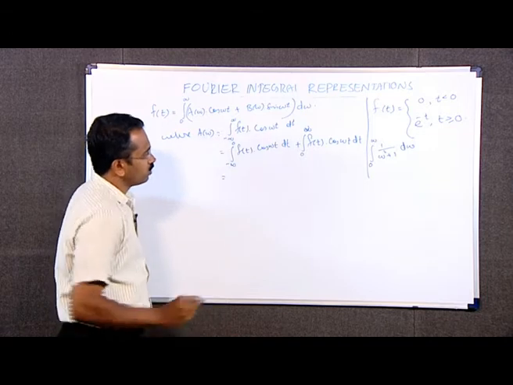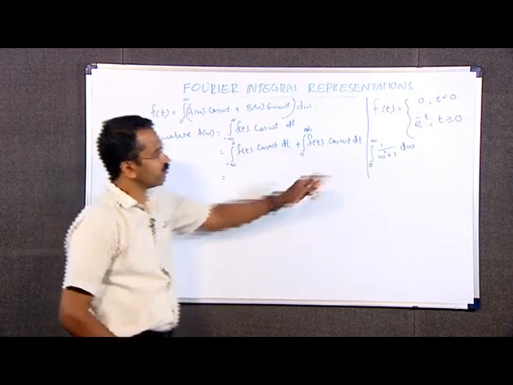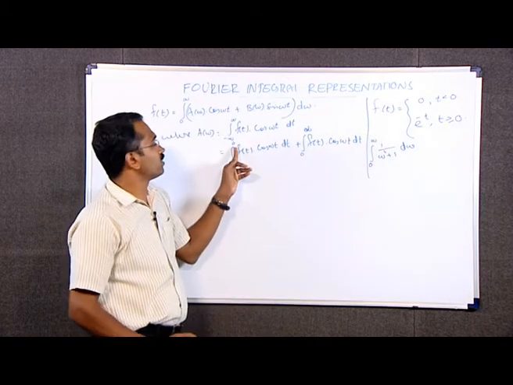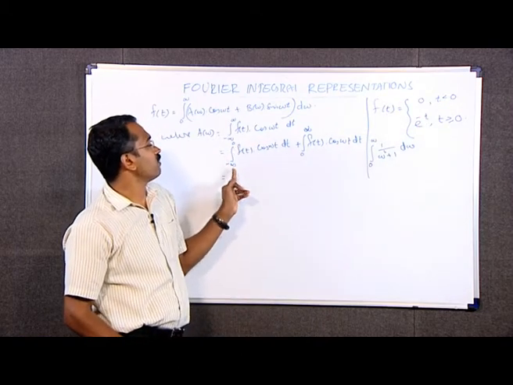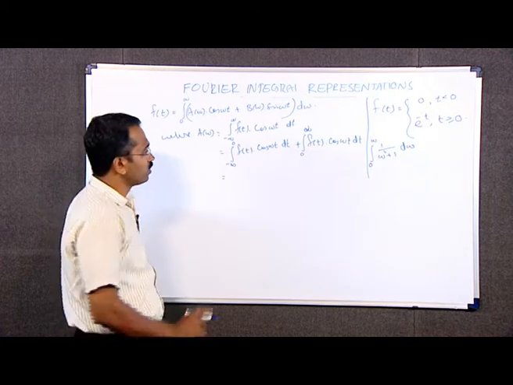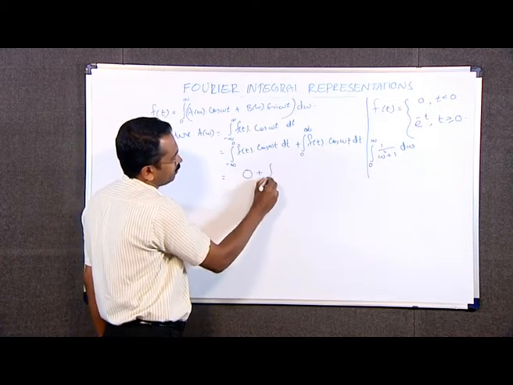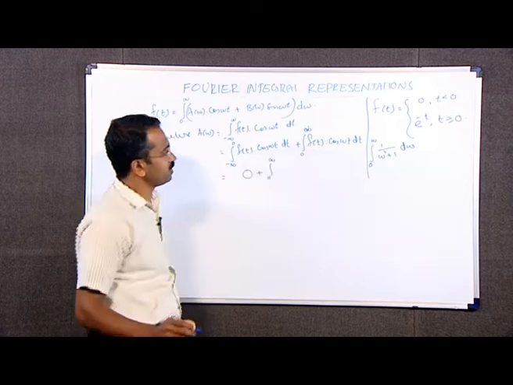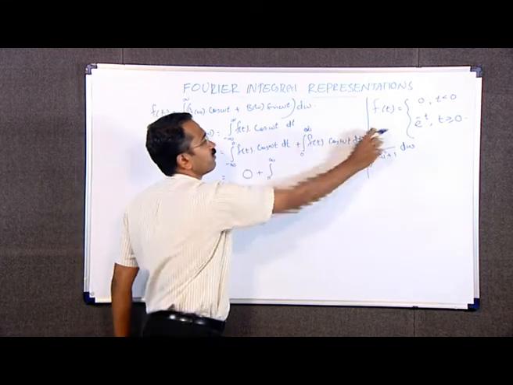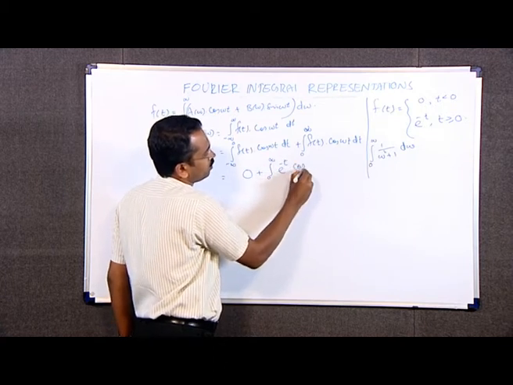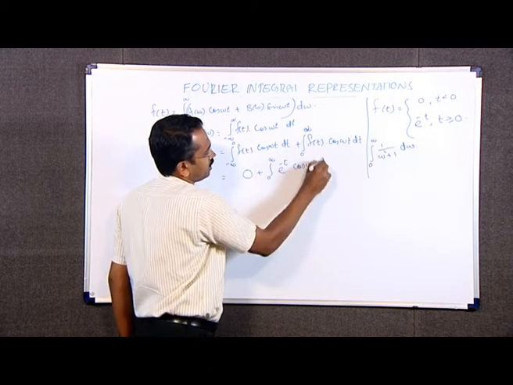This is equal to, here in this case the function is defined as 0 for t less than 0, which means t is from minus infinity to 0. In this case the value is 0 plus integral from 0 to infinity. Here in this case f of t is defined as e raised to minus t into cos omega t dt.